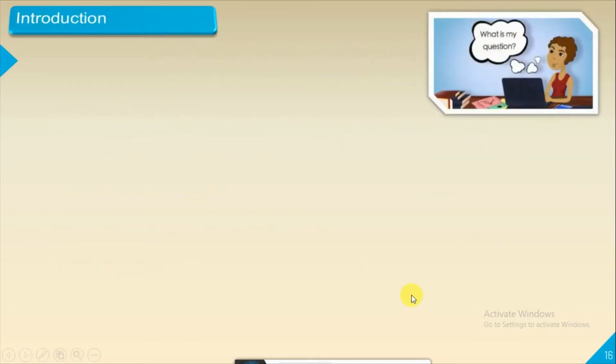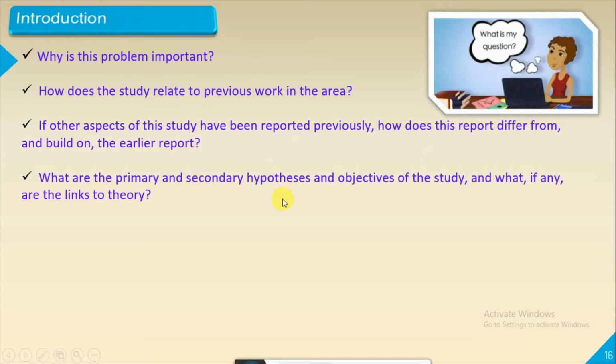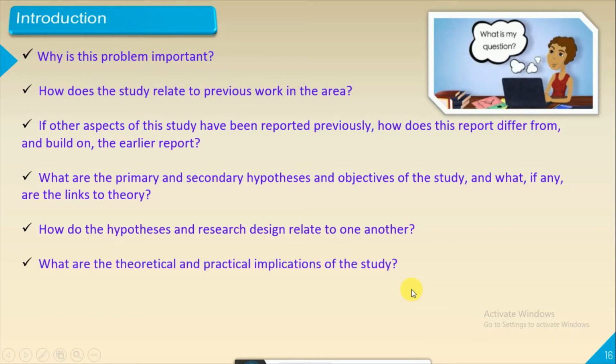It should specify why this problem is important. How does the study relate to previous work in the area? If other aspects of this study have been reported previously, how does this report differ from and build on the earlier report? What are the primary and secondary hypotheses and objectives of the study, and what, if any, are the links to theory? How do the hypothesis and research design relate to one another? What are the theoretical and practical implications of the study?